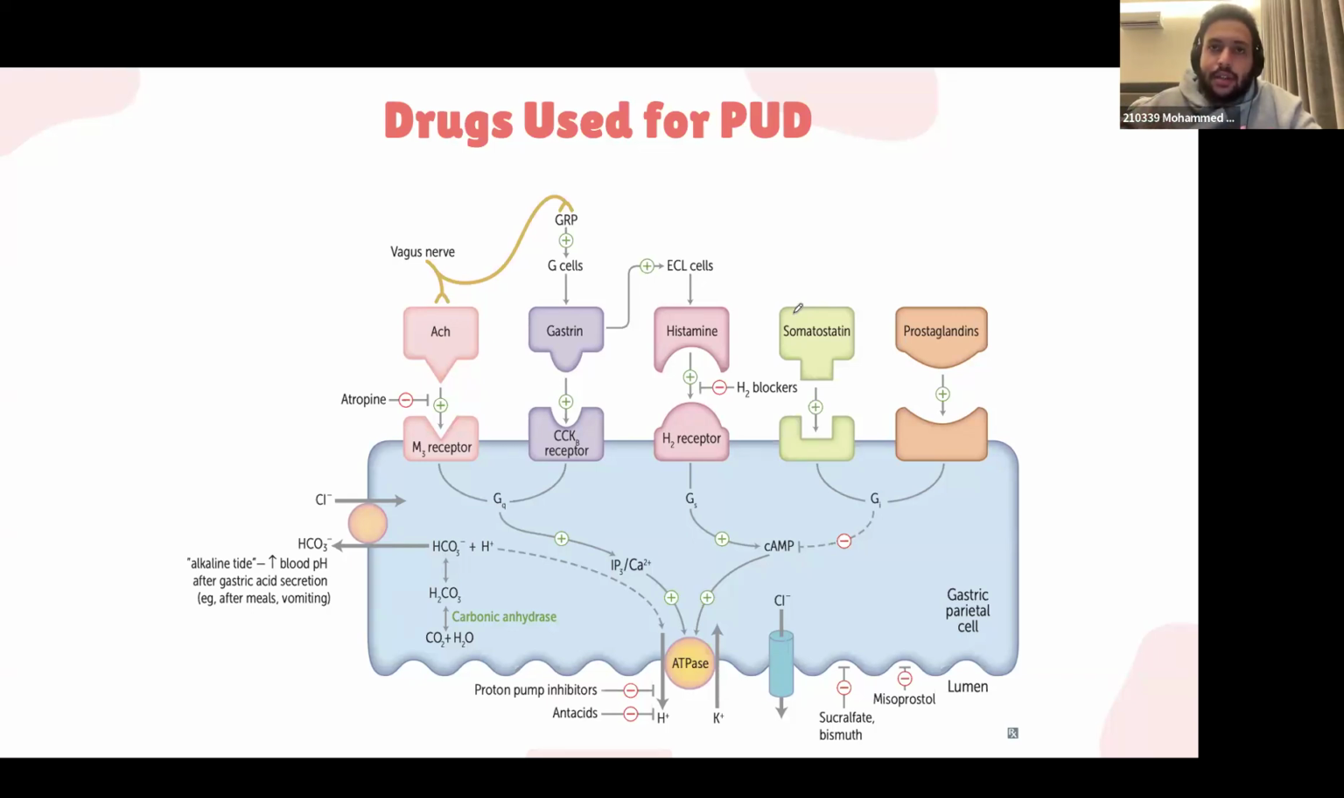Aluminum hydroxide. What is the most important side effect of aluminum hydroxide? Constipation. Magnesium hydroxide, what's the most important? Diarrhea. So what do you do to counter this? You combine both of them and you give them both as one drug. So this counters both mechanisms. Okay, so that's antacids in a nutshell. That's all you need to know.